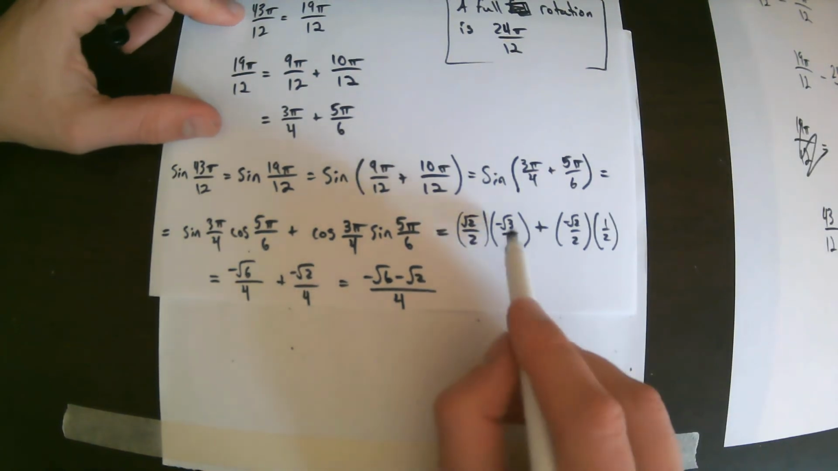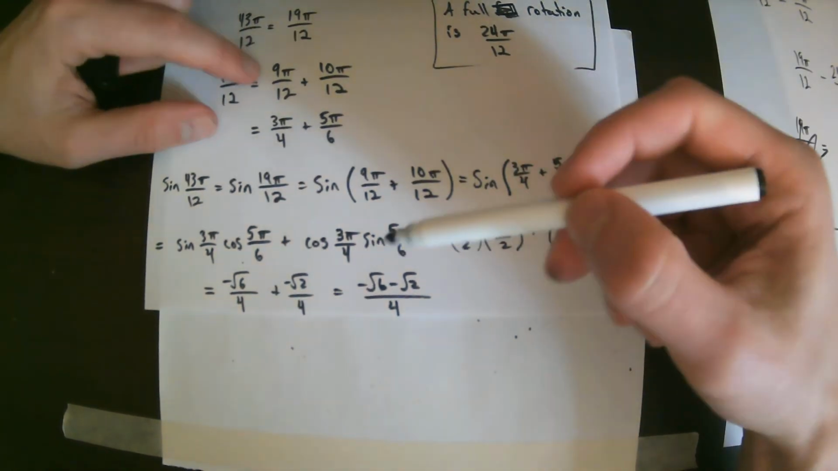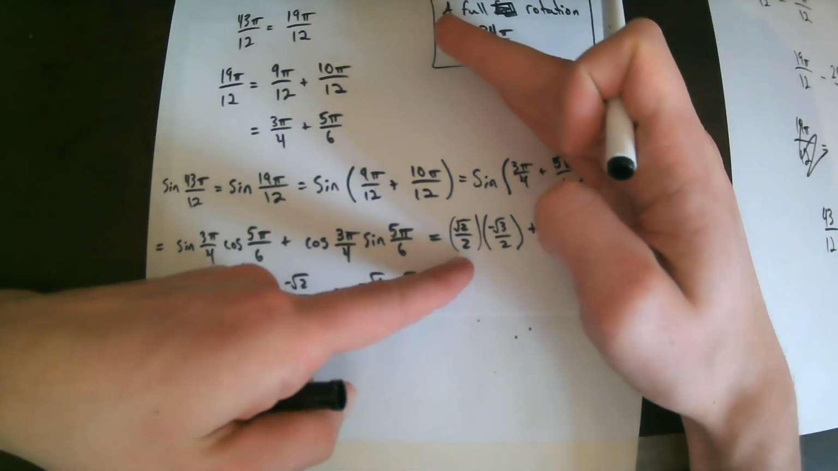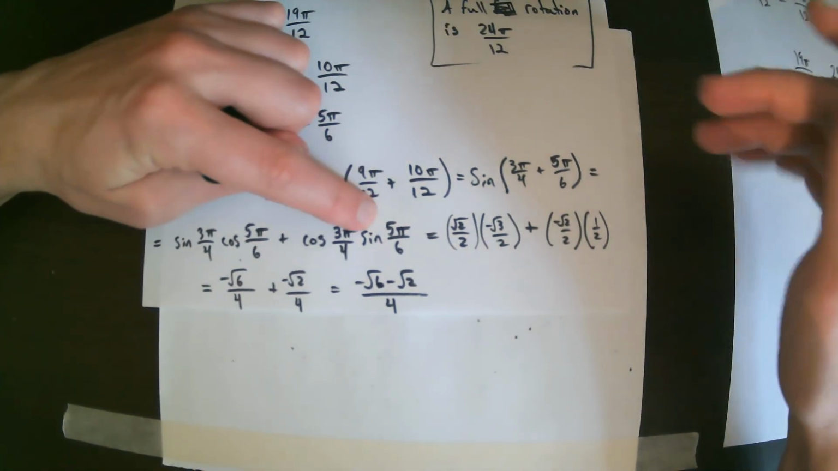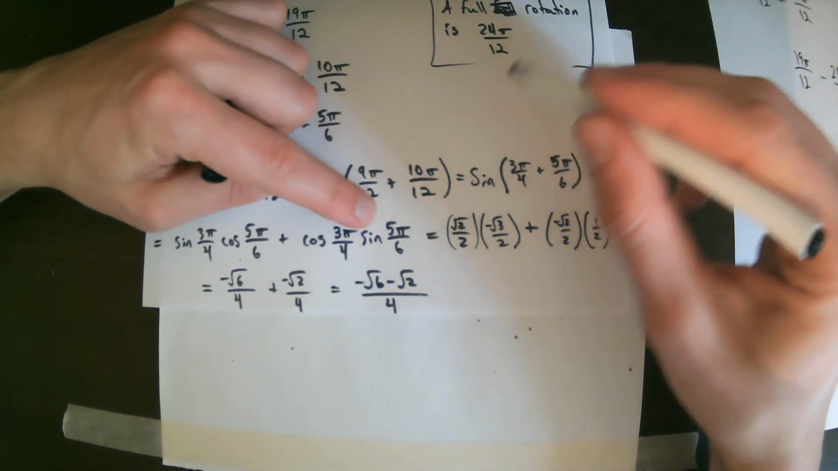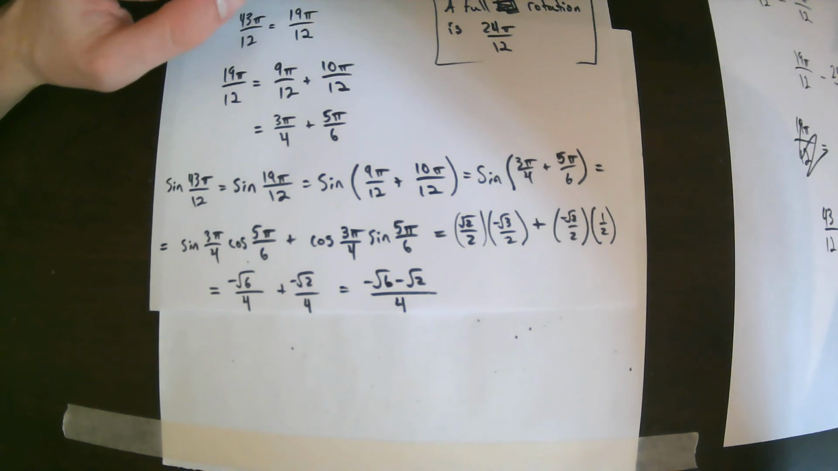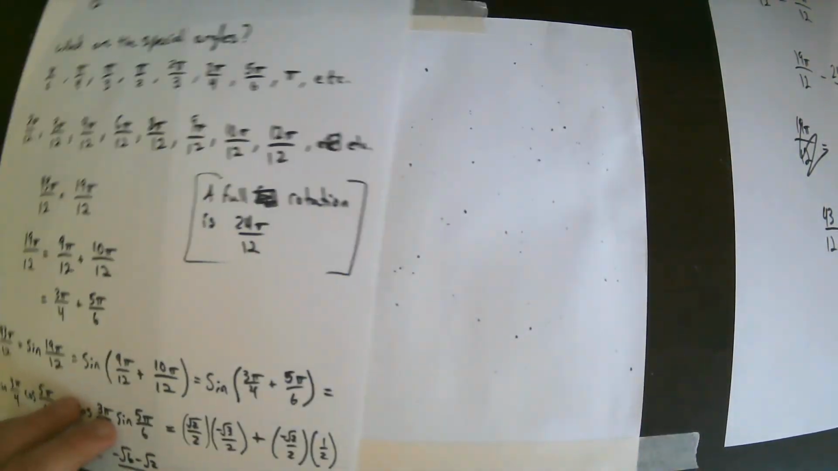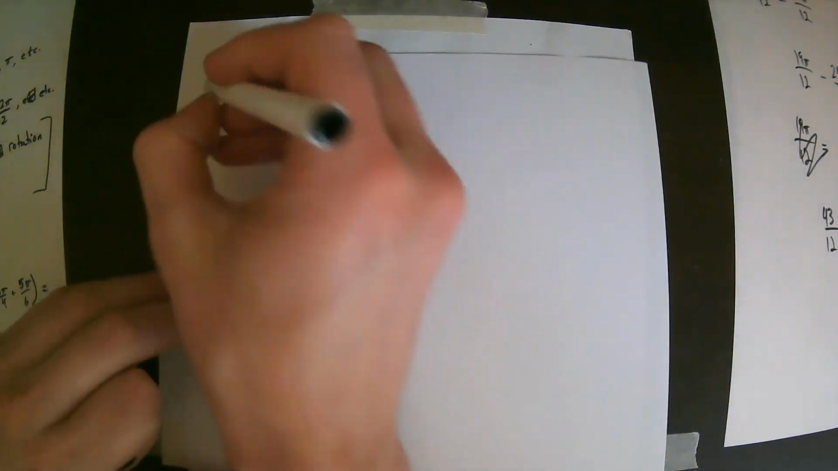I feel like I got one of these wrong. I don't know why. Let me see. Cosine of 3 pi on 4. Cosine's negative, yeah. Sine of 5 pi on 6. Yeah, that's fine. So there we go. The other one was cosine.